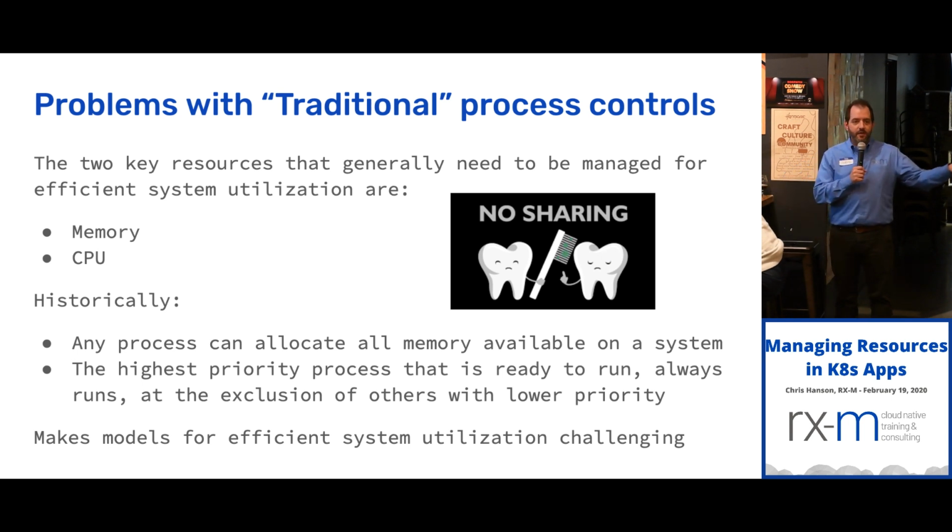Now, if we don't have containers, one of the problems with traditional process controls is that the process wants to have access to memory and CPU, and one of those processes could be a bad neighbor, right?